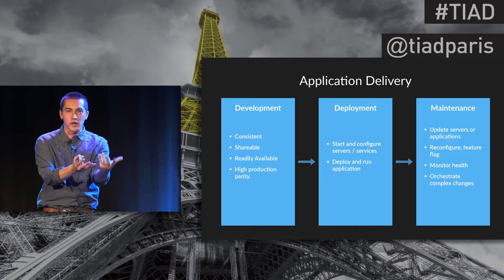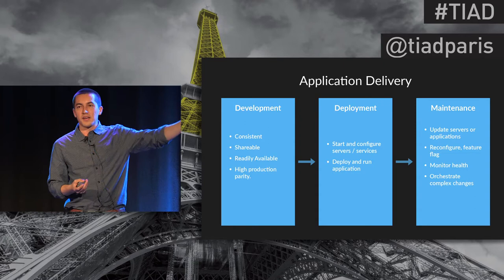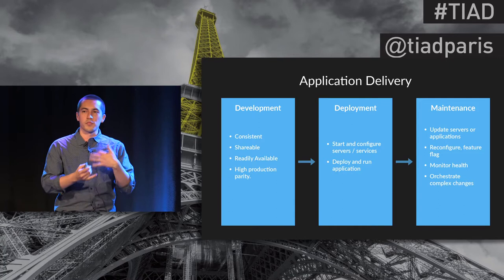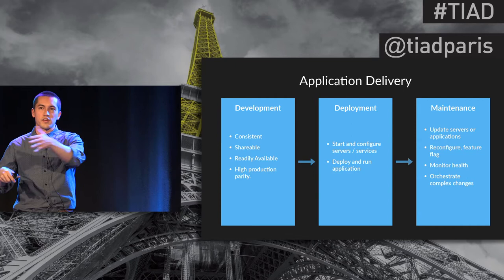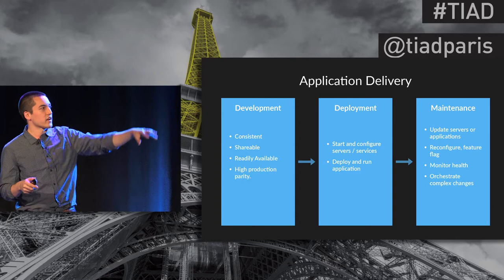So that's deployment. And then eventually there's maintenance, which is your application is deployed, but now you want to update it, or scale it out, or do some sort of maintenance or complex orchestration in terms of 100 servers and do things one bit at a time. That's maintenance. And then eventually it spins around, and you have this constant flow.